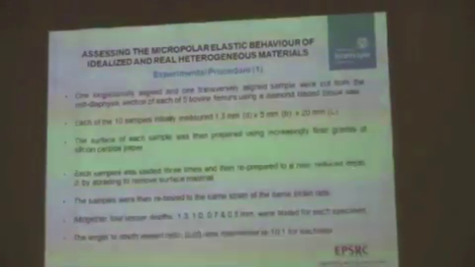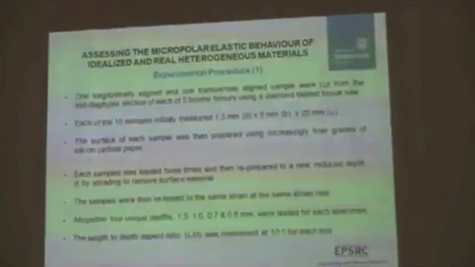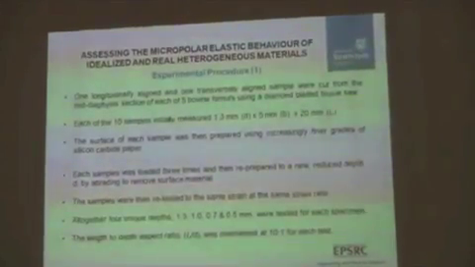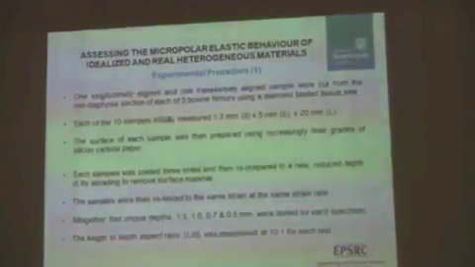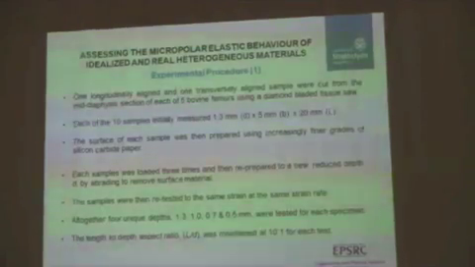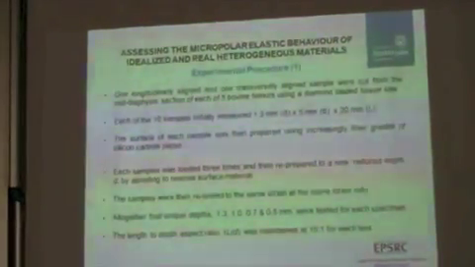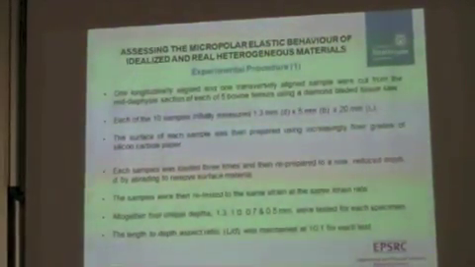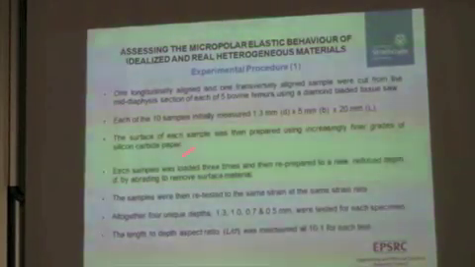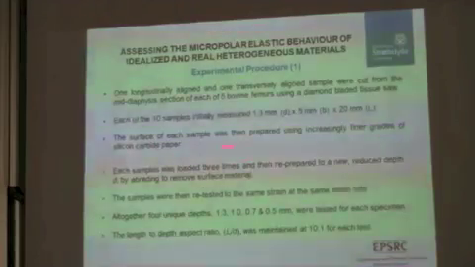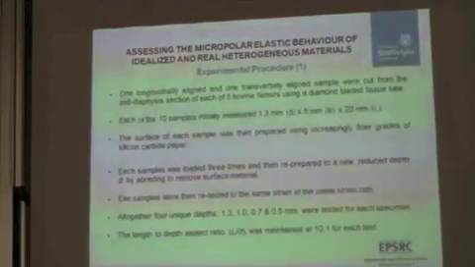Okay, very briefly, what do we do? Well, we cut out samples from one of these long bones. We cut beam samples with the axis of the beam aligned with the major axis of the bone, and we also cut the samples transversely. We have this experimental protocol that I've outlined here, but the main thing is that we are very, very careful in how we prepare the surface of the samples.